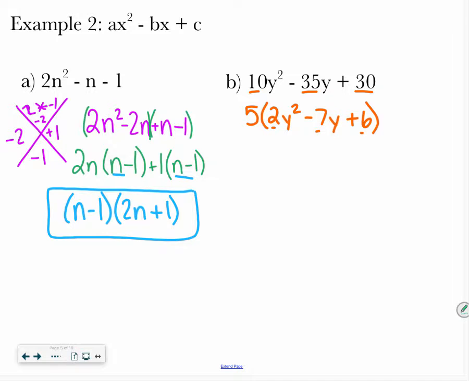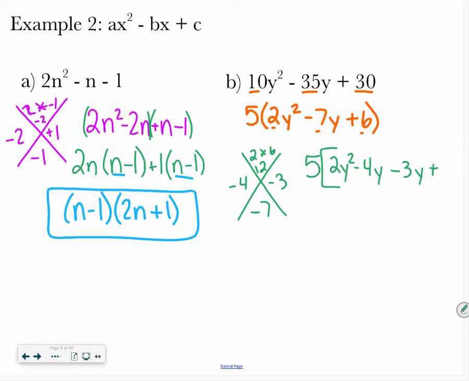So I know now I need to make my cross, maybe make it a bit bigger so it's easier for you to see. I need it to add to a negative 7 and multiply to a 2 times 6, or 12. So what multiplies to 12 and adds to negative 7? I would say negative 4 and negative 3. So I'm left with 5. Then I'm going to do my bigger parentheses. I'm going to say 2y squared minus 4y minus 3y plus 6.